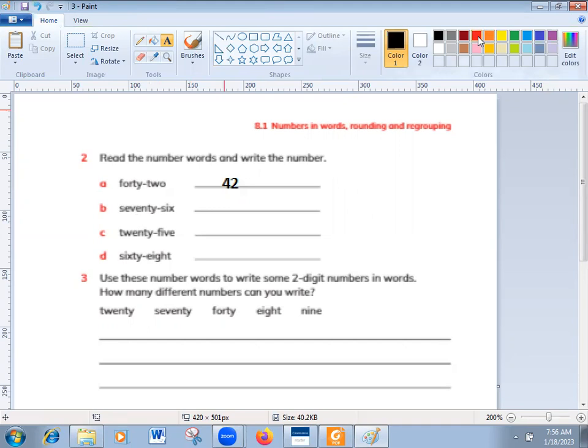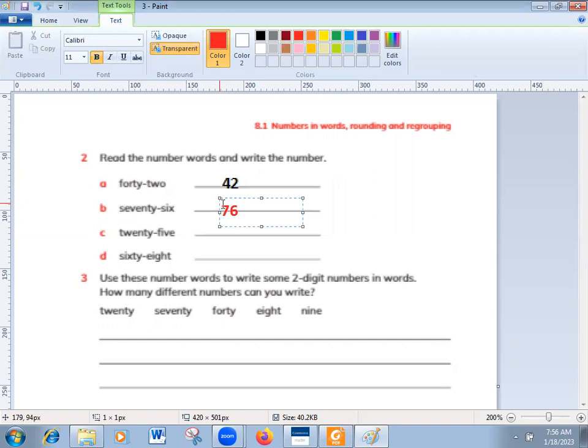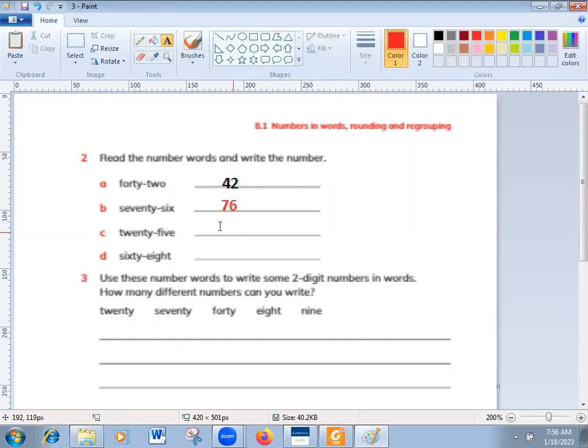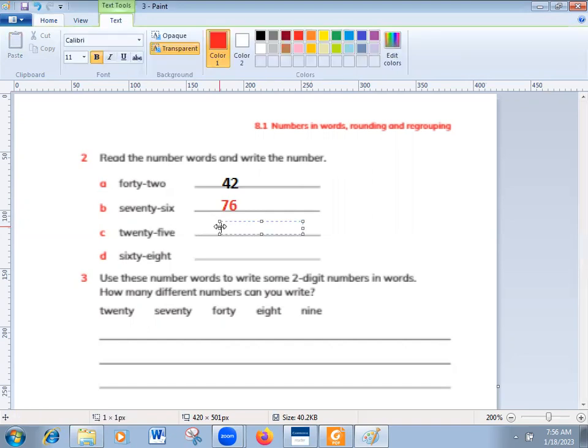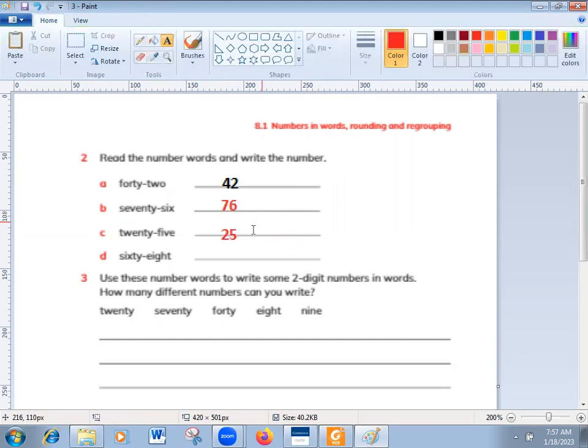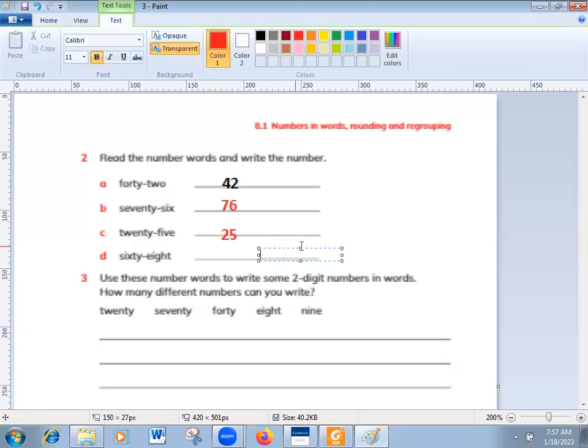Okay. Next one. 76. Number B. 76. Okay. Next one is 25. 68. Last one is 68. So this was super easy first, and the second question was super easy.